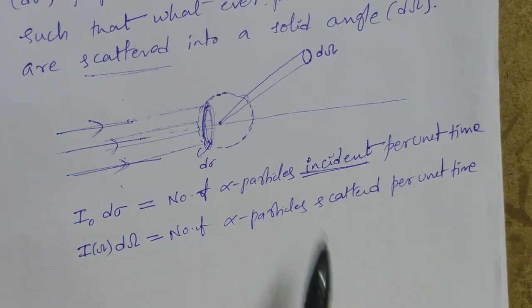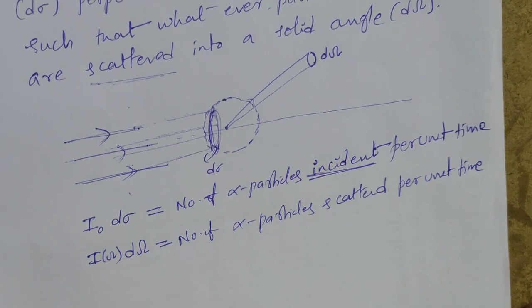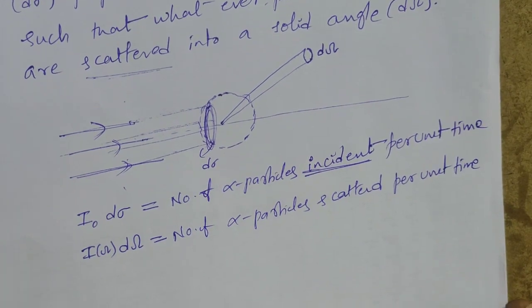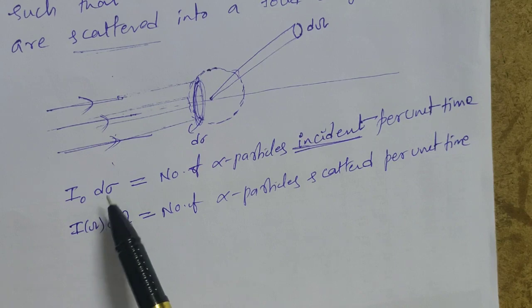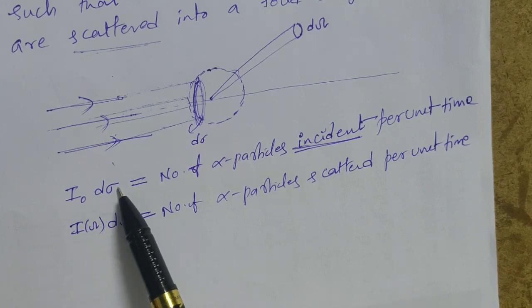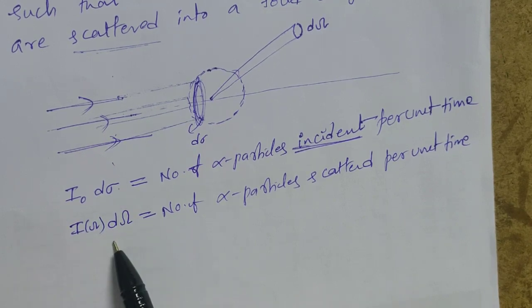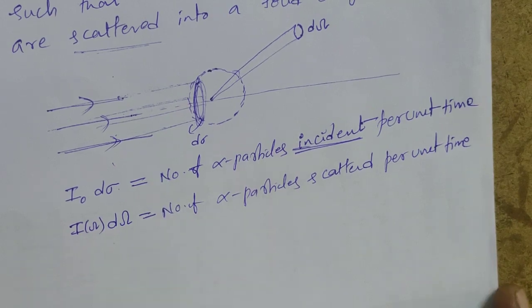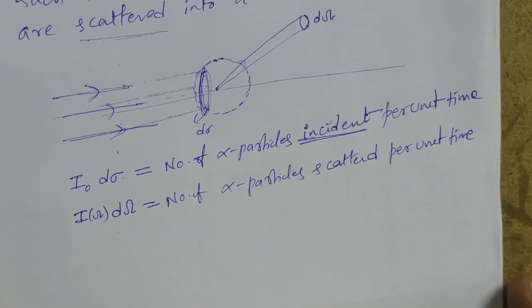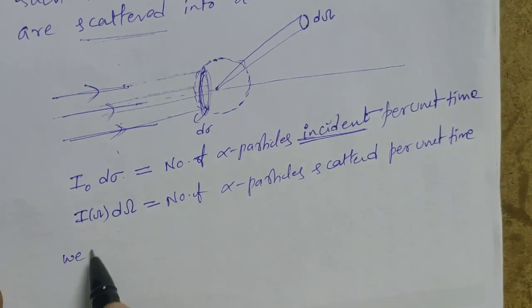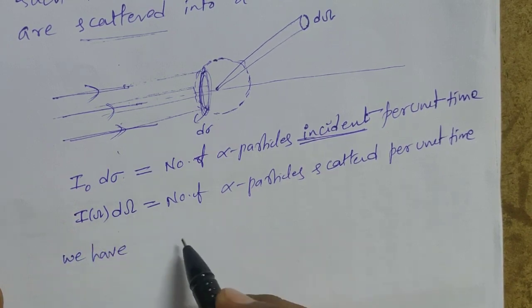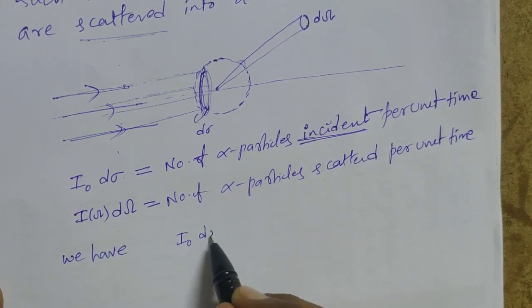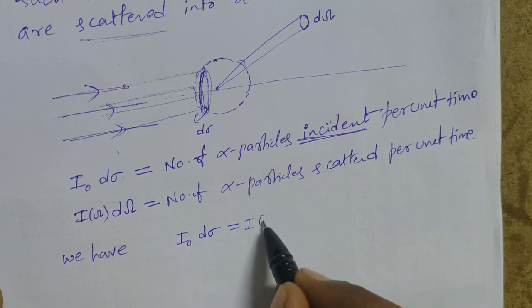So these are the incident particles and these are the scattered particles, of course. Suppose 100 particles per unit time are incident, the same number of particles will be scattered. We apply that the particle number is conserved: if this is the number of particles incident, the same number of particles has to be scattered.